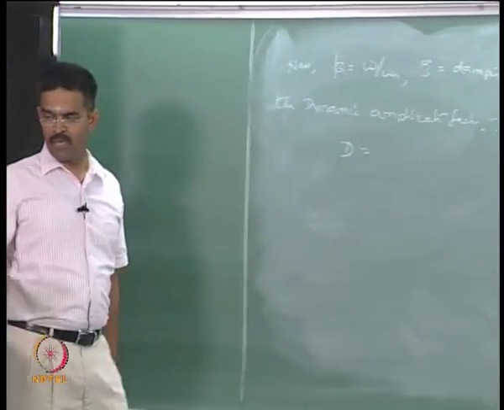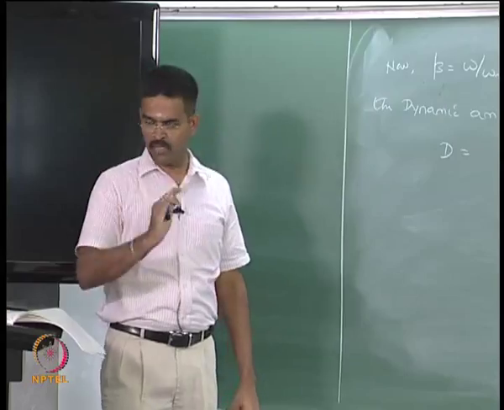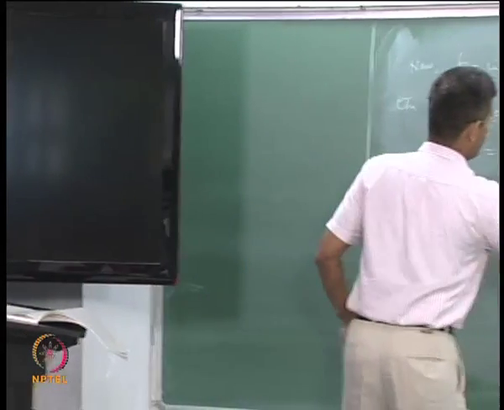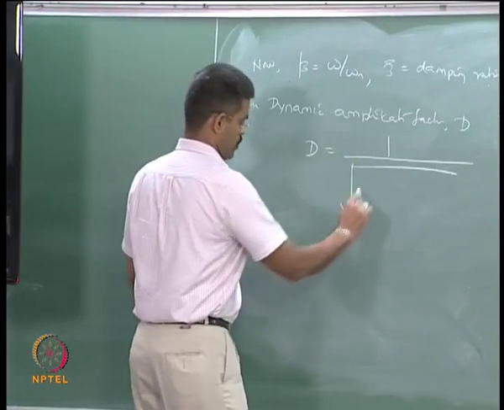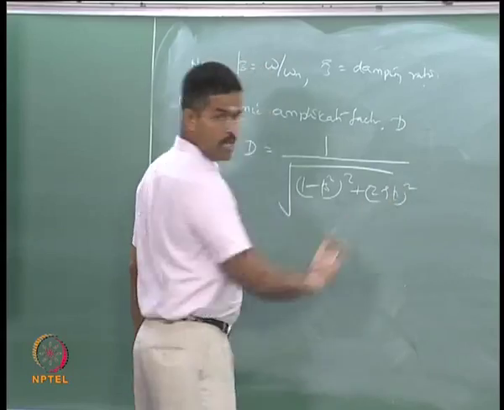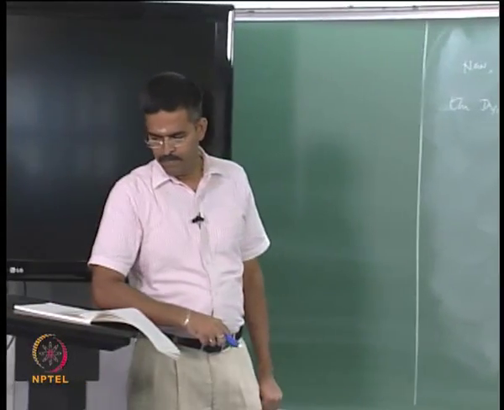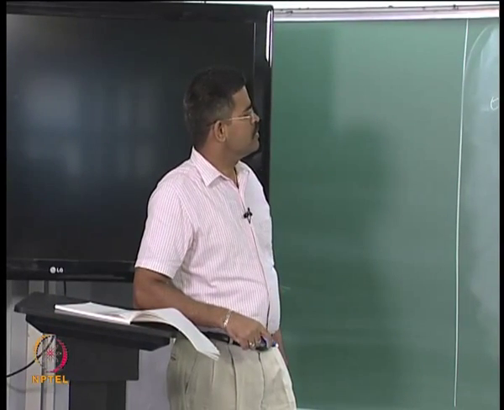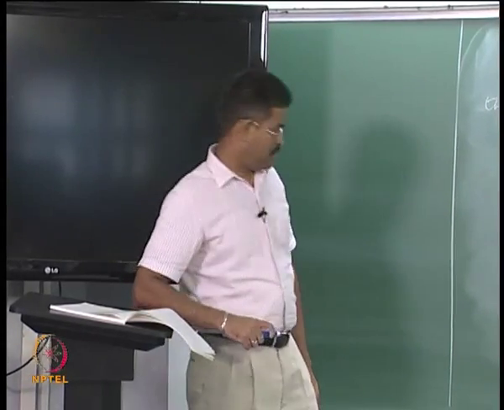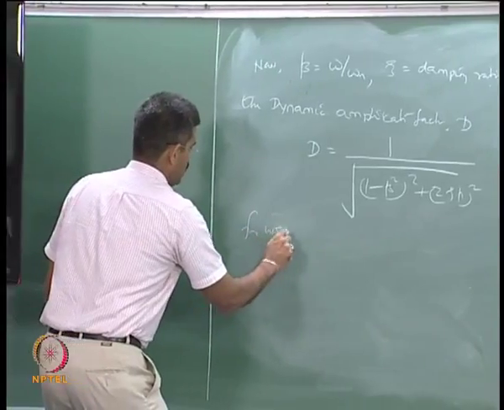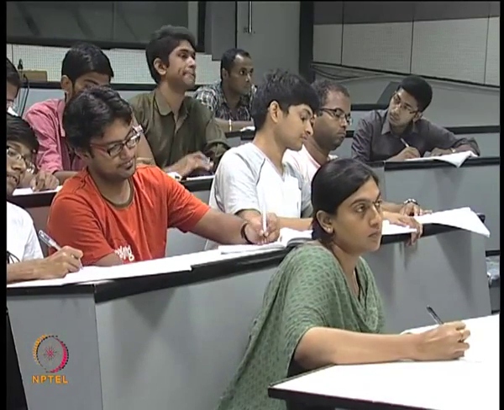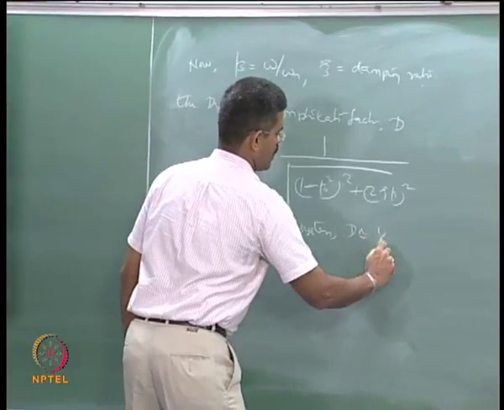I will write down here, I have the equation here. If you have the notes earlier, can you just tell me what is the equation of D? Good. So 1 upon square root of 1 minus beta square the whole square plus 2 zeta beta the whole square. Is it okay? And what is the upper limit of this for a weakly damped system? Let us say for a weakly damped system, D is approximately given by 1 by 2 zeta.